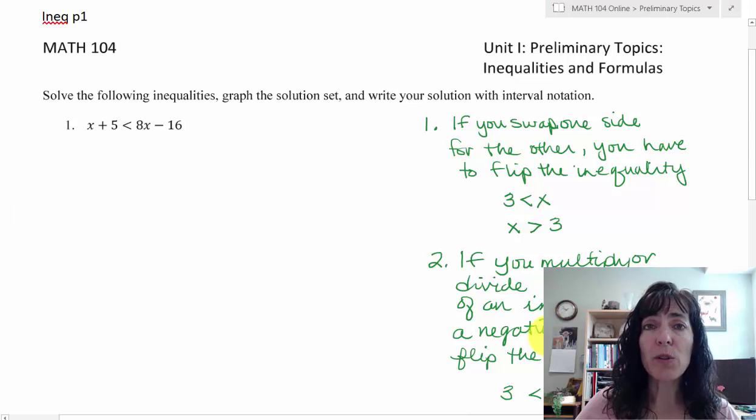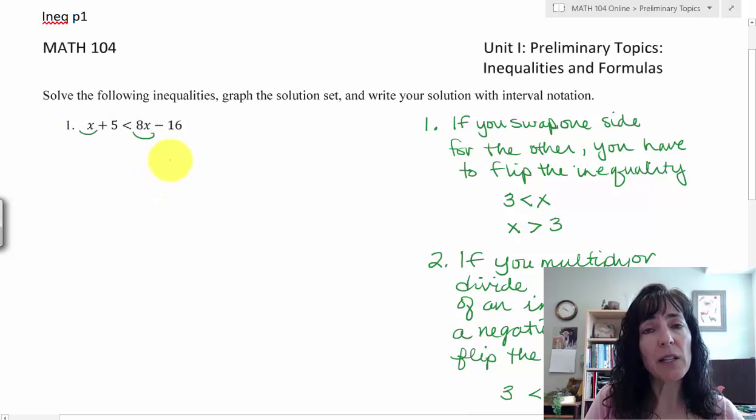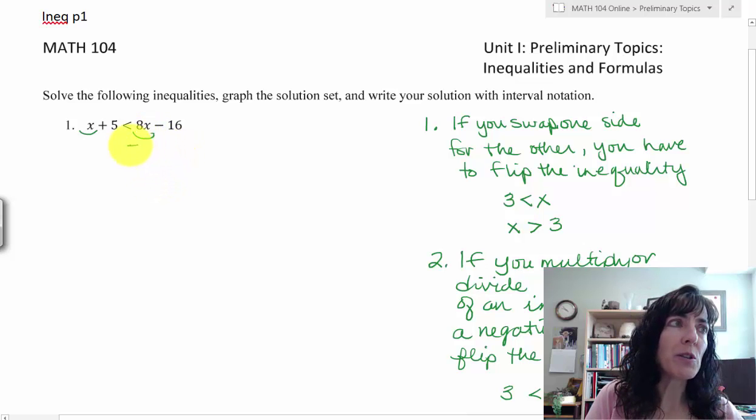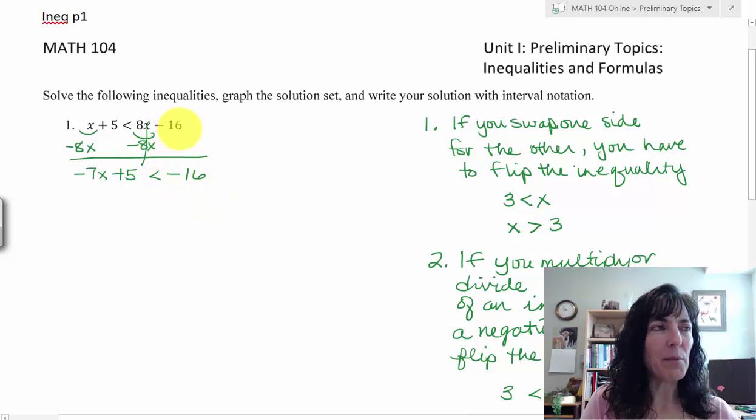And other than that, you solve an inequality just like you would if it was an equation. So I'm seeing that I have x's on both sides and I want to collect them, and I like to collect on the left hand side, so I'm going to subtract 8x from both sides. And x minus 8x is going to give me negative 7x. I still have a plus 5 there, and that's all less than, this cancels here because we did that on purpose, and I get a negative 16 on the right.